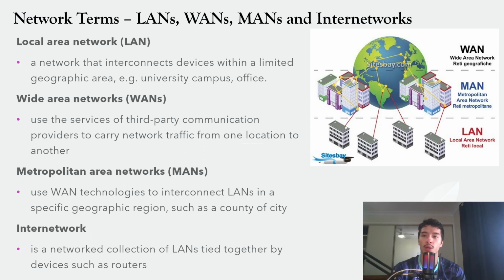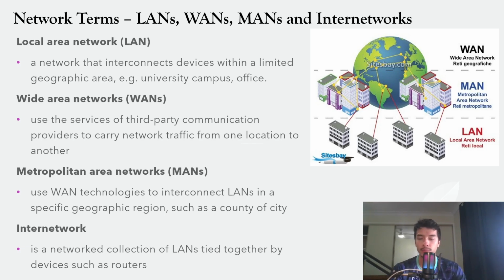Okay, so a local area network, LAN, is a network that interconnects devices within a limited geographic area, e.g., a university campus or office. In our illustration here, a LAN is just your local space. Maybe your grandma has a printer, a computer, and an iPad, and she wants to connect all these different devices so they can communicate with each other. That is what we call a LAN, okay?